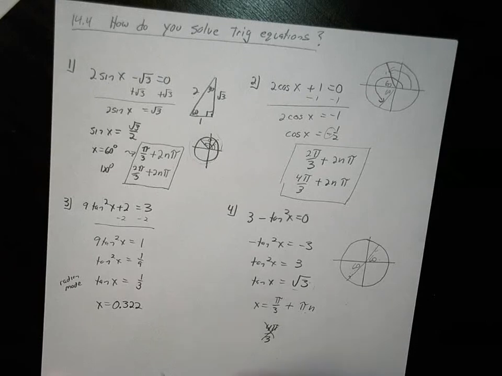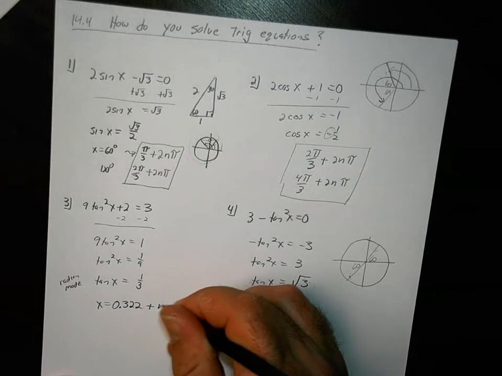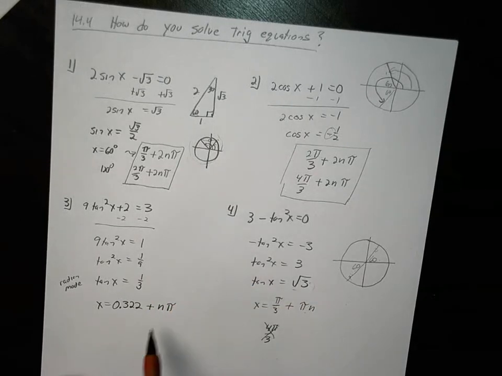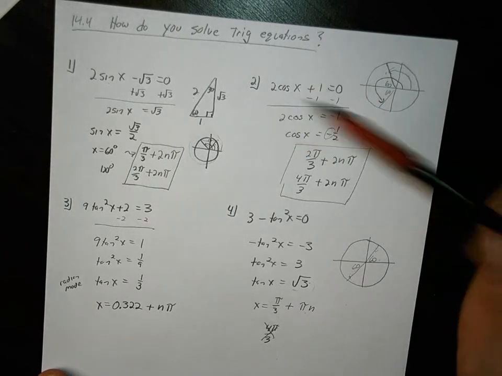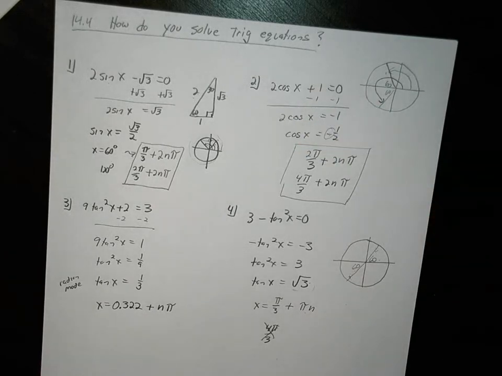Okay, so then we're going to just put plus n pi after that to show that if I add 180 degrees, I get another angle that gives you a tangent of 1/3. So that's an example of trig equations. We'll do more in class.